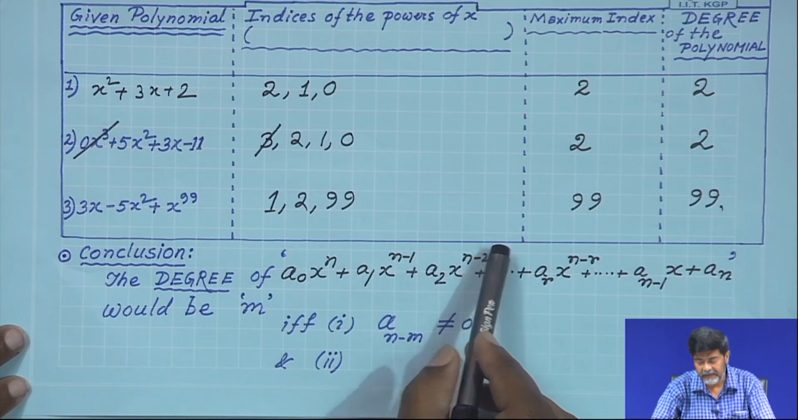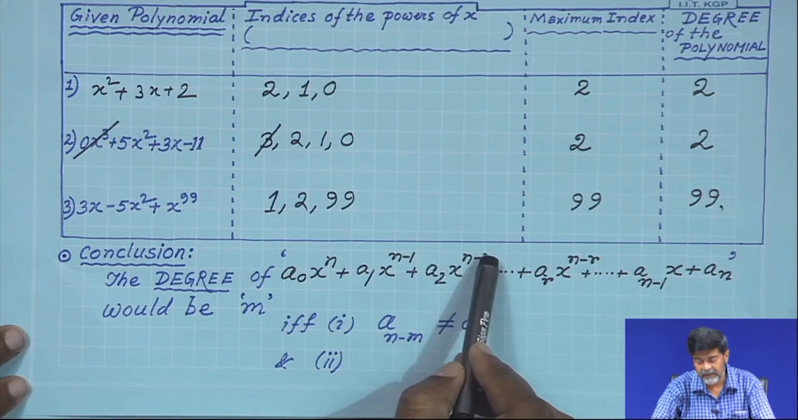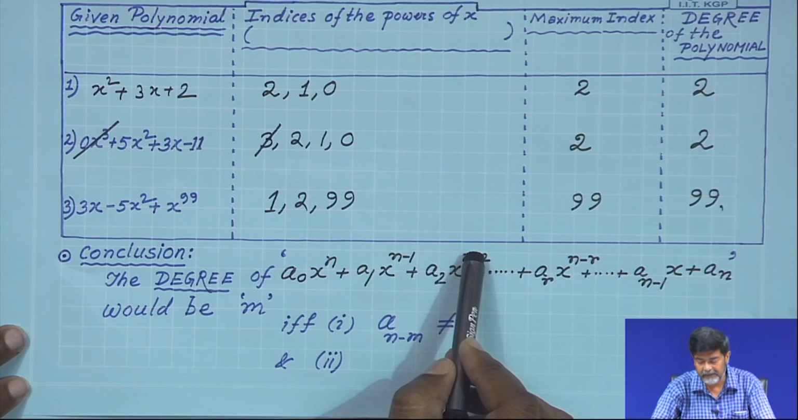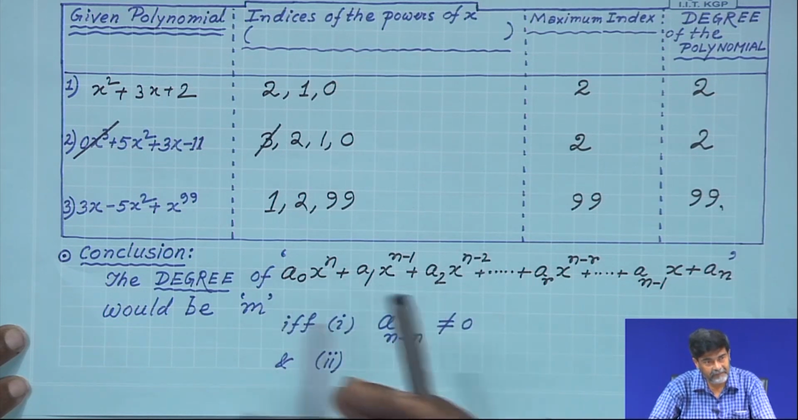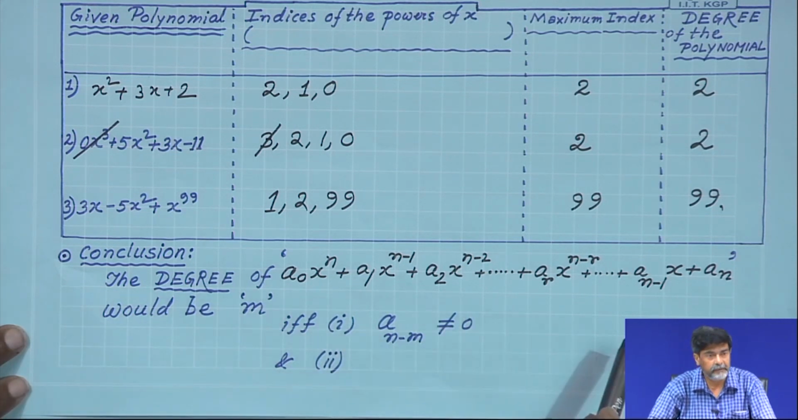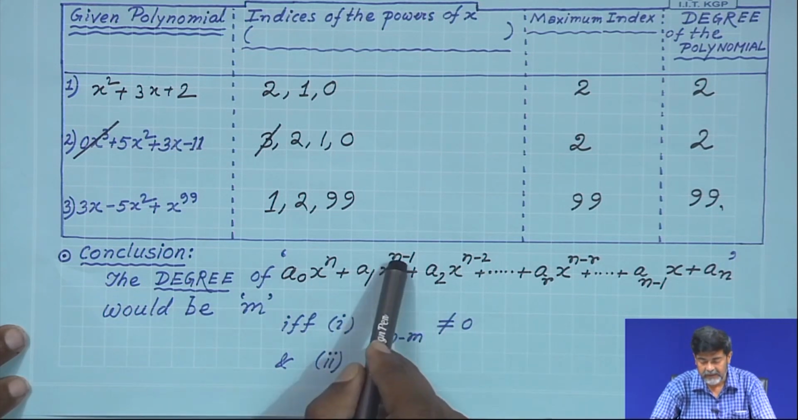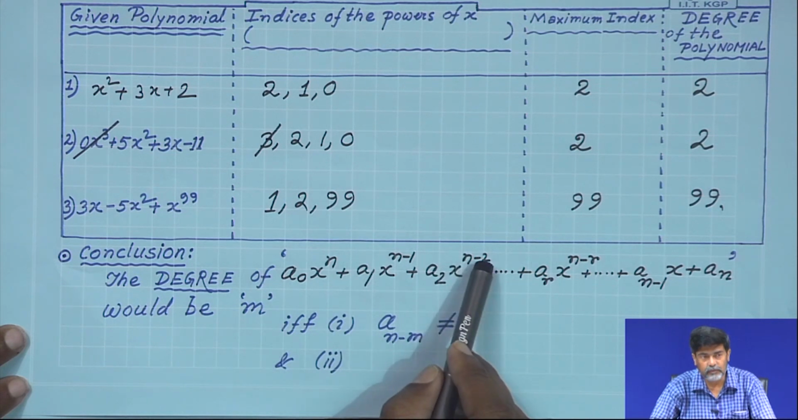Then if this index will be the degree of the polynomial, then the coefficients of the terms to the left of this must be 0. Otherwise, the index of the power n minus 2 will not be able to be the maximum.